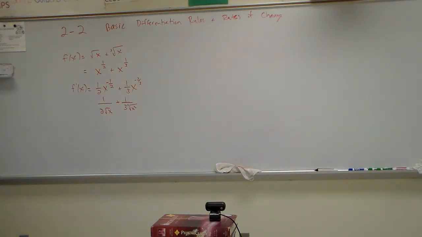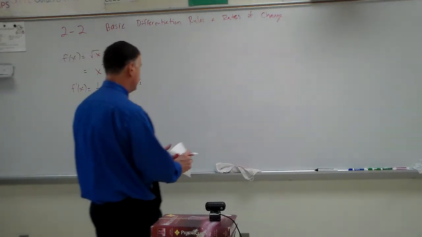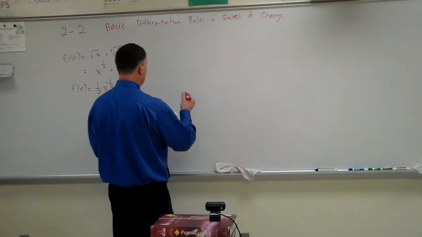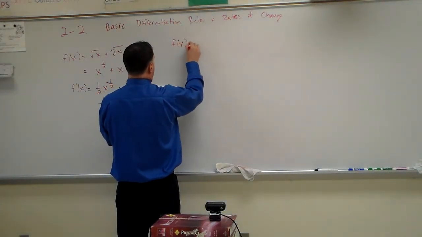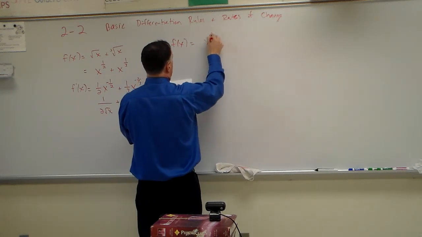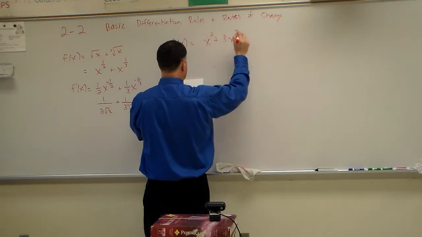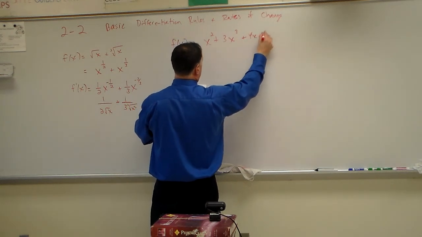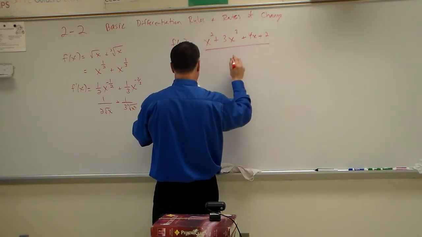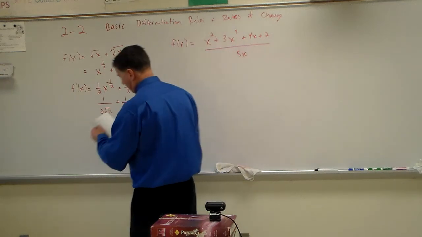So, let's look at a couple more, and then we can talk about trig functions. And you like the trig functions for this, but it's easy. f of x equals x squared plus 3x cubed plus 4x plus 2, all divided by 5x.